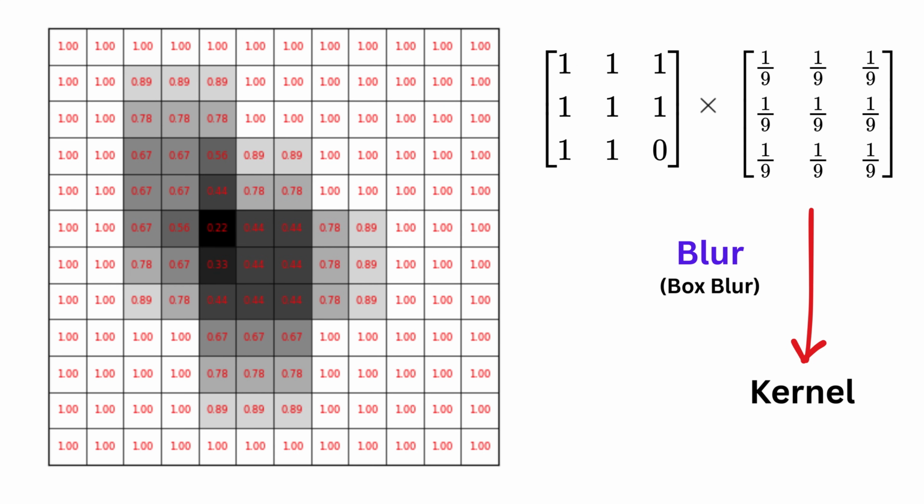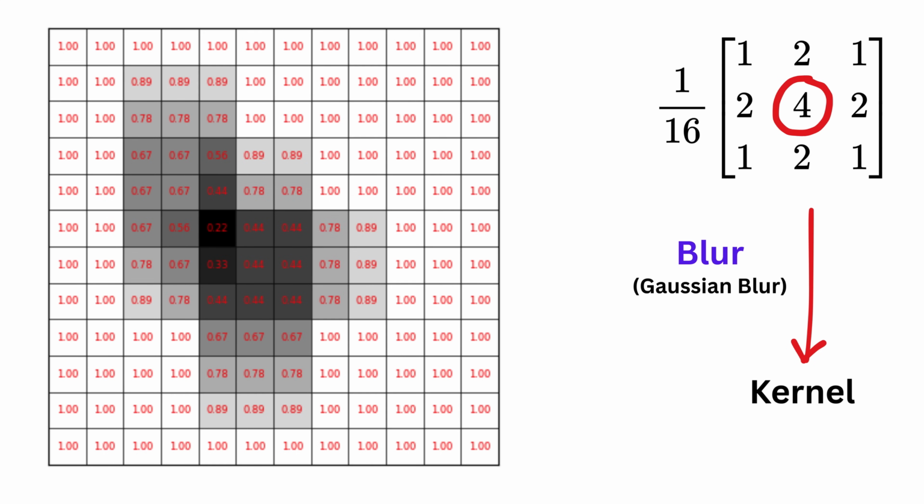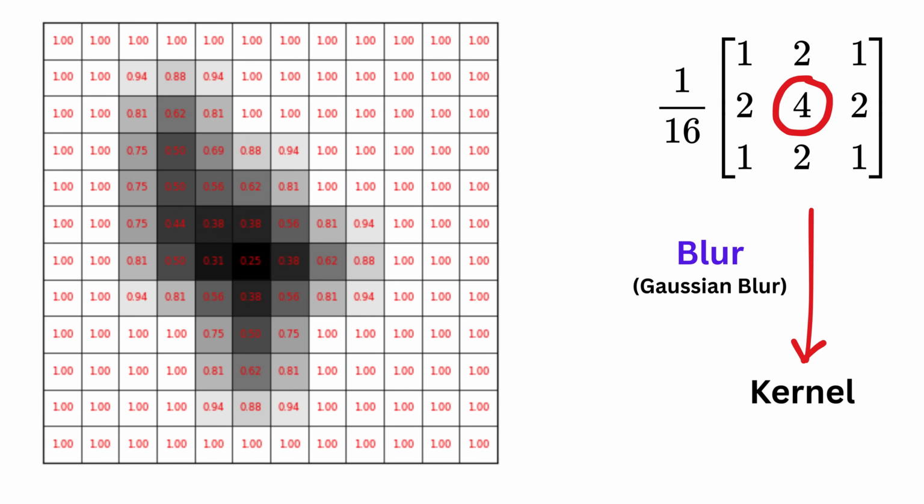There is another type of kernel for blur called Gaussian blur that gives more importance to the center pixel and less to the ones around it. This creates a more natural-looking blur, like how our eyes actually see things out of focus. In this kernel, the center value is highest, and the values get smaller as you move outward.